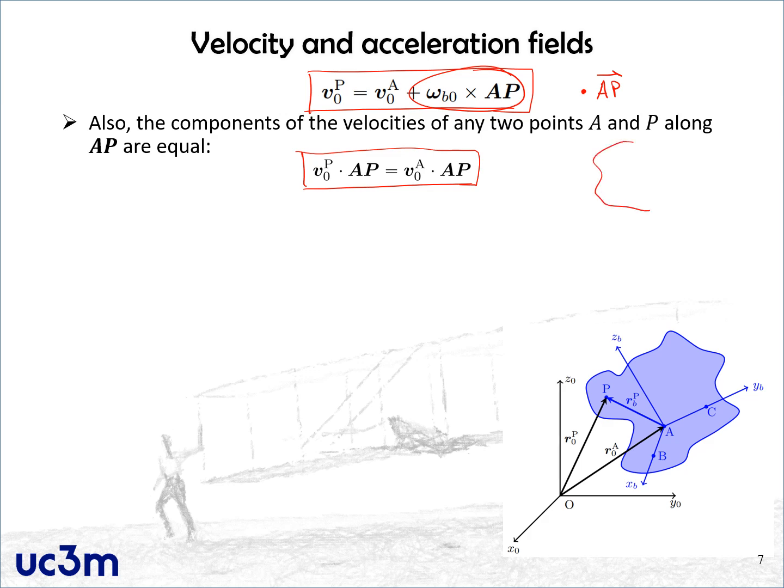Well, it means that if we have a rigid body and we have a point A and a point P, they may have whatever velocity. For example, point A may be moving like that, and point P may be moving like that. But if we project their corresponding velocities along the line that joins them, the segment that falls along that line has to be equal in length. So that component has to be identical for the velocity of A and the velocity of P. And this is just a consequence of the rigid body constraint.